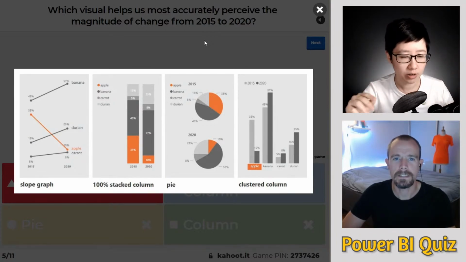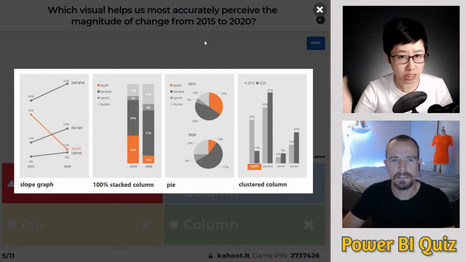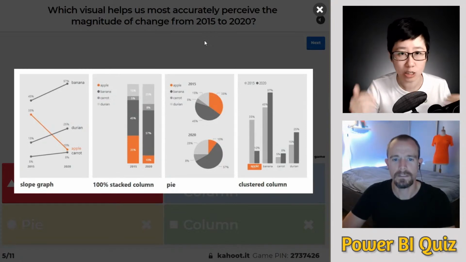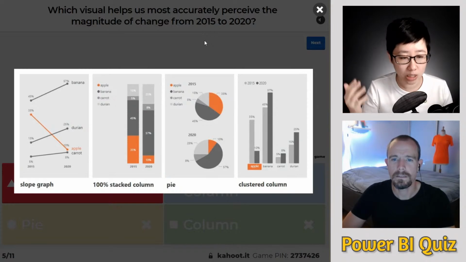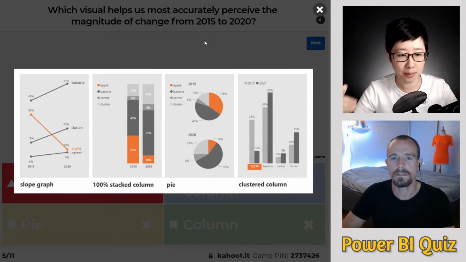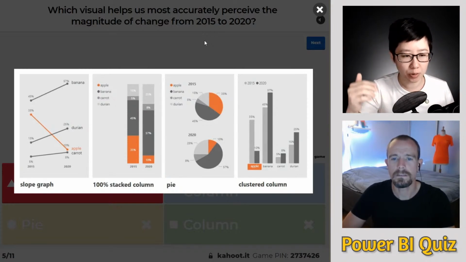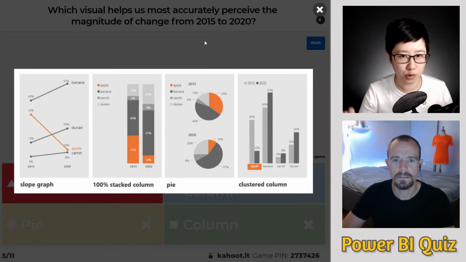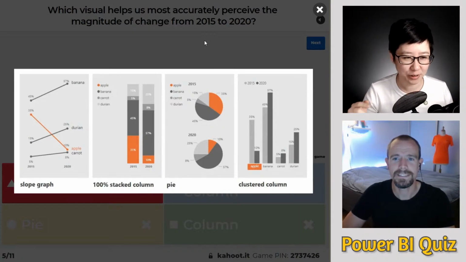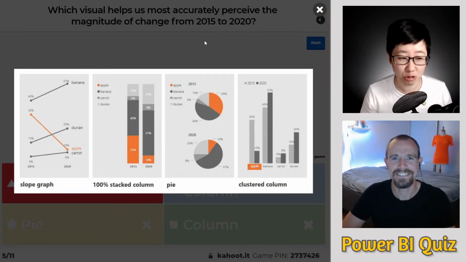Okay, so if that's a problem, perhaps we could use a clustered column to solve it, right? So some of you chose clustered column. Yes, it's a lot easier because now they all start from the same baseline. Okay, but where the slope graph shines a little bit more over these two is, instead of using length, for those of you who have done your reading on the perception accuracy of visual cues, slope graph actually makes use of position.